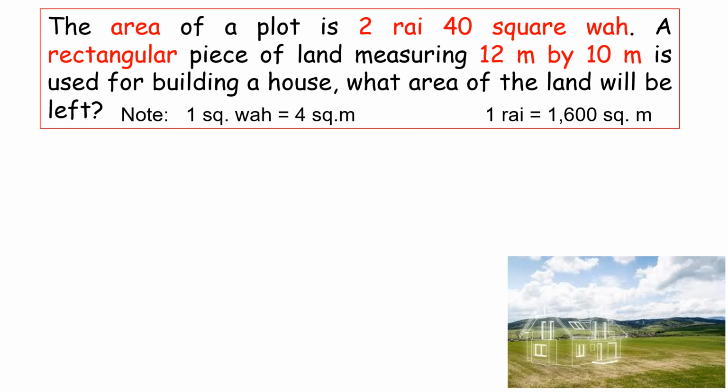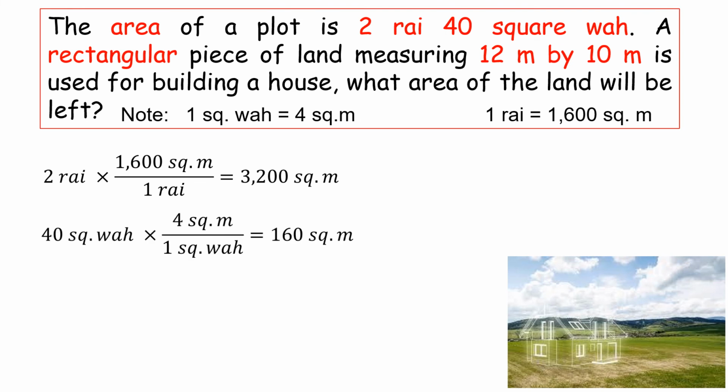So what we need to do here, since we are dealing with meters, because it says here a rectangular piece of land measuring 12 meters by 10 meters, we need to convert it to square meters. So 1 square wa equals 4 square meters and 1 rai equals 1,600 square meters. So from that, 2 rai times, in the denominator, the given unit: 1 rai equals 1,600 square meters. And then you can cancel rai and rai. So 2 times 1,600 is equal to 3,200 square meters.